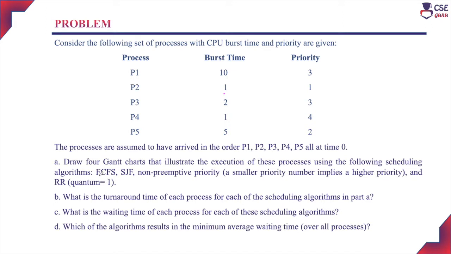So first we need to construct the Gantt chart for all the given algorithms, and then we need to find the turnaround time for each process in each algorithm, and then we need to find the waiting time for each process in each algorithm, and then we need to identify the minimum average time, that is which algorithm results in minimum average waiting time. Now we will solve the problem.